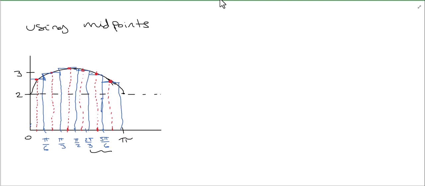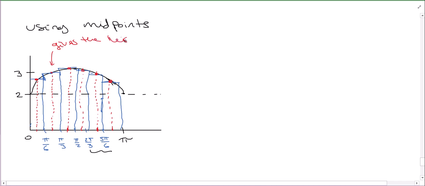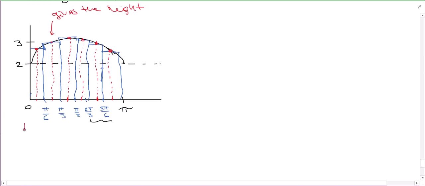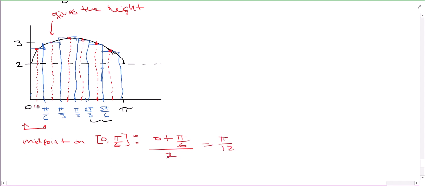So now what about the midpoint? Using midpoints means that the midpoint of each subinterval is what gives us the height of the rectangle. So how do you find the midpoint of each subinterval? Let's look at the first subinterval, between 0 and pi over 6. So what's the midpoint there? How do you find the midpoint? You add the two coordinates, so 0 plus pi over 6, and you divide by 2, right? So then this will be pi over 12.